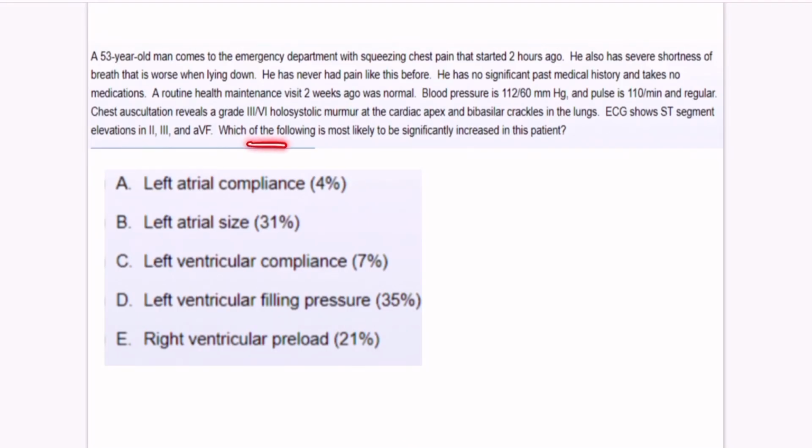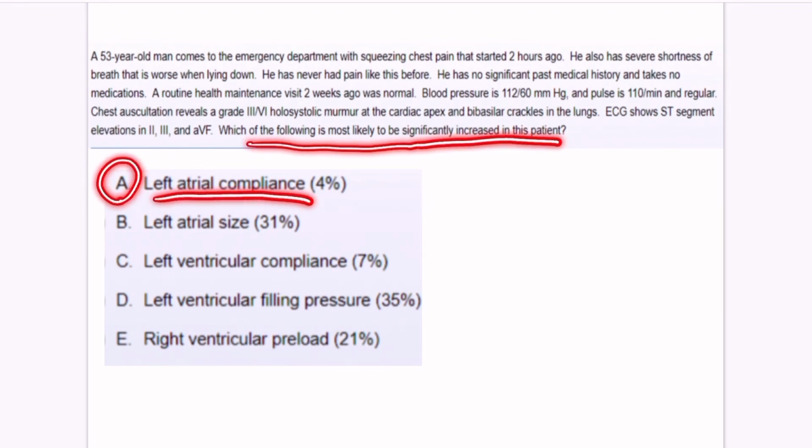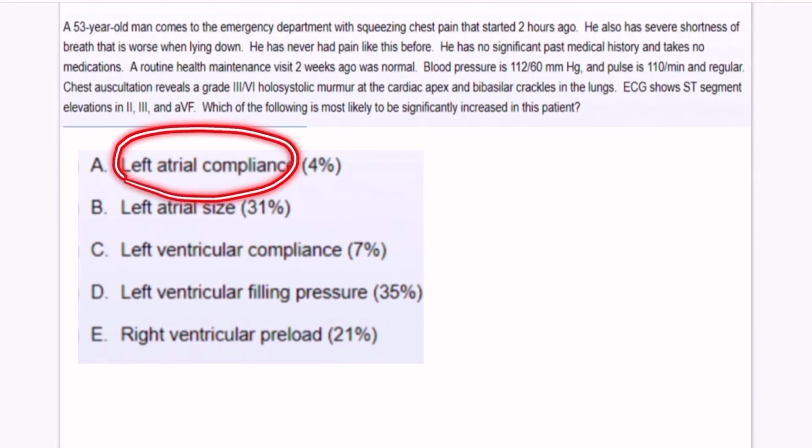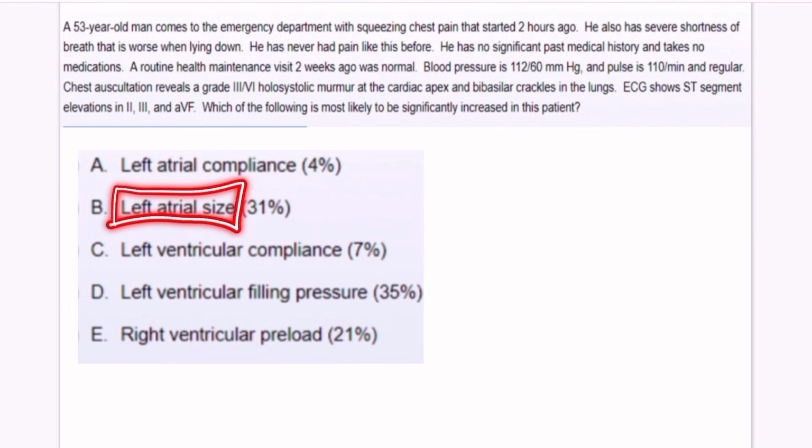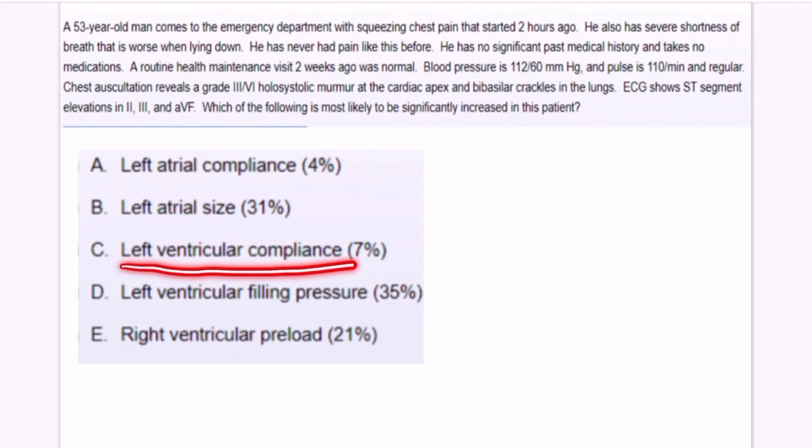So now they want to know which of the following is most likely to be significantly increased in this patient. The first thing they're asking is left atrial compliance. Left atrial compliance would have increased if this was a chronic setting, but this is an acute setting, so left atrial compliance cannot increase this fast. Left atrial size would also have increased in a chronic setting, but since this has all happened all of a sudden, this is not correct either. Left ventricular compliance is also not correct because this would also increase in a chronic setting.